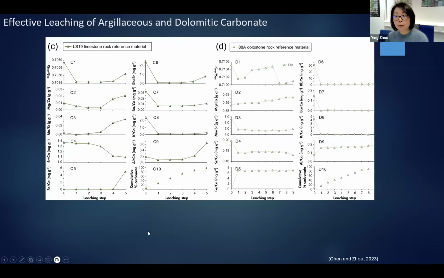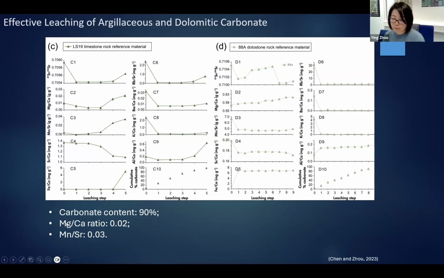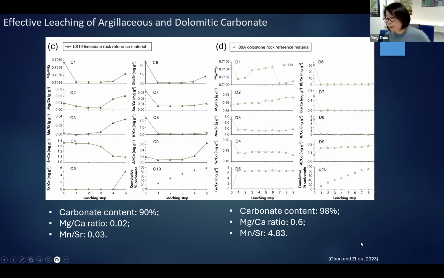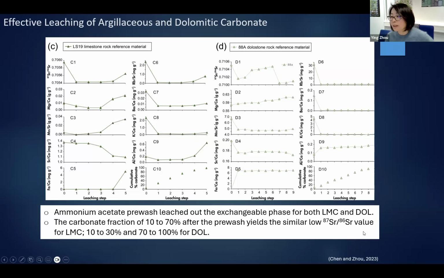So this is by comparison, using the same method for the pure carbonate. Here we can see 90% carbonate content with very low magnesium calcium ratio and very low manganese strontium ratio, a very classic limestone standard. Here we can see the pure dolostone with a magnesium calcium ratio of 0.6 and a very high manganese strontium ratio. What this result tells us is, again, the ammonium acetate wash washed out the exchangeable phase quite nicely.